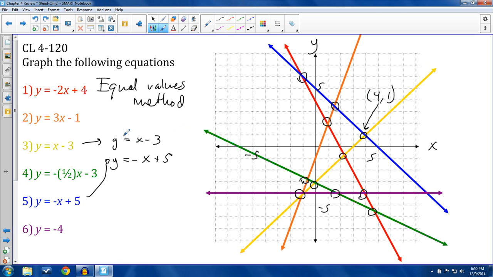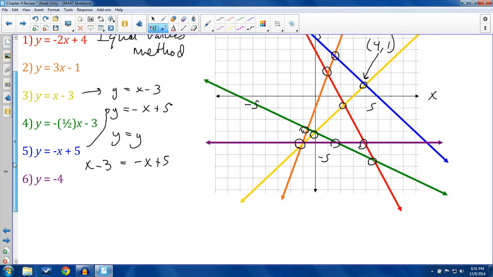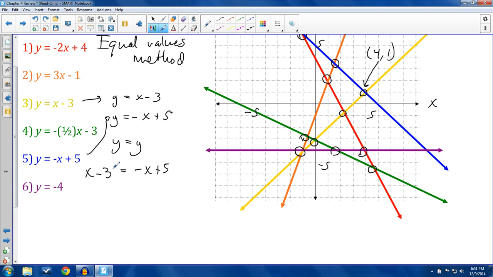So what I want to do for equal values method is if the y's are truly equal to each other, I want to set y equal to y. That means if y equals x minus 3, y equals negative x plus 5, and y equals y, then these two have to equal each other. So that's the whole idea. We're going to substitute x minus 3 for y on one side of the equation, and we're going to substitute negative x plus 5 on the other side of the equation. And you will solve for x. And when you solve for x, you can use either equation to solve for y, and you will find the coordinate point where these two intersect.